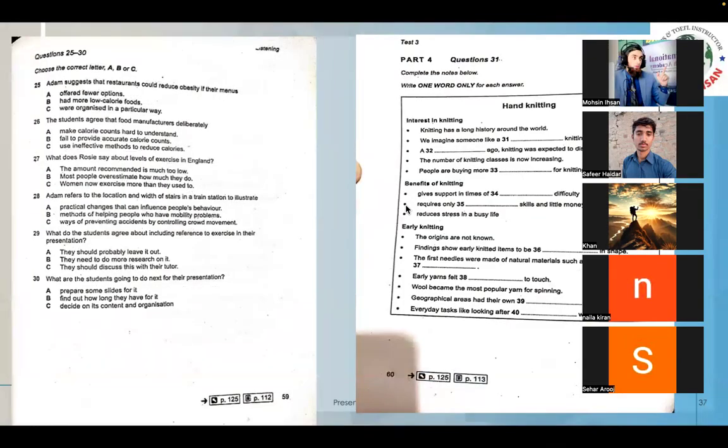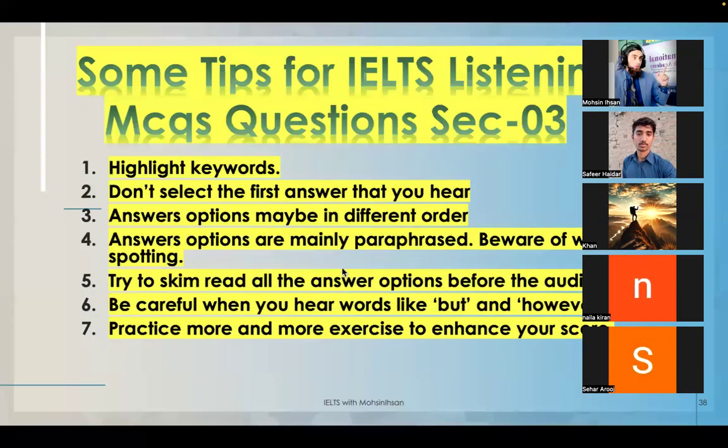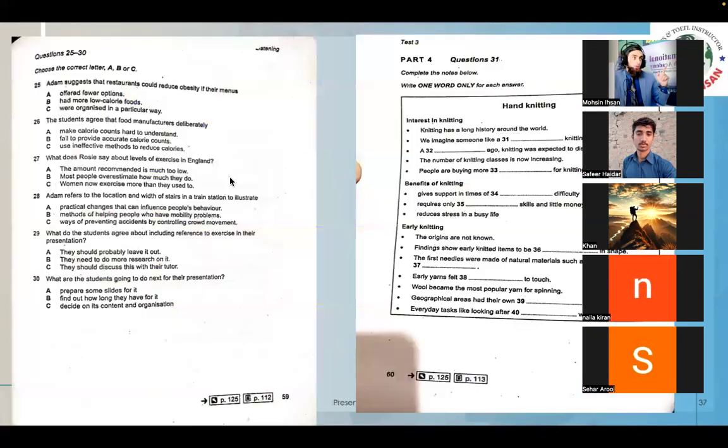exact correct option, because in IELTS listening section number 3, they share all the options, right? Like B will be discussed, C, A, all of them will be discussed, and we get confused which one is the right one. Now there are some techniques, just focus on that, and then we will go through that. Now first of all, highlight the keywords. What is meant by keyword?